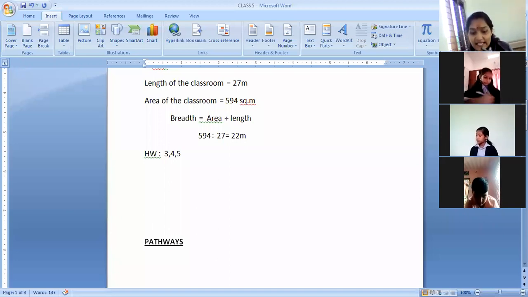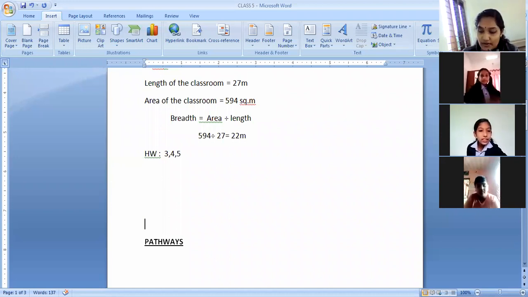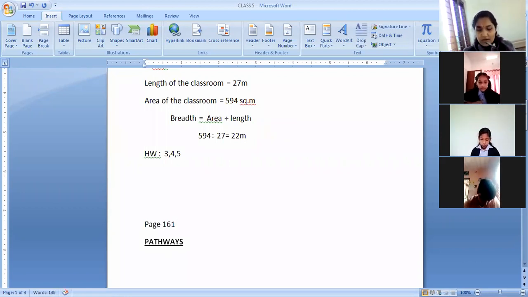First one, lengthwise pathway. Take your textbook. Please tell me the page number. Is it 151? 161? 161. Okay, in page number 161, you can see 4 pictures, 4 rectangles with pathways. Okay, the first one, lengthwise pathway. What is it?